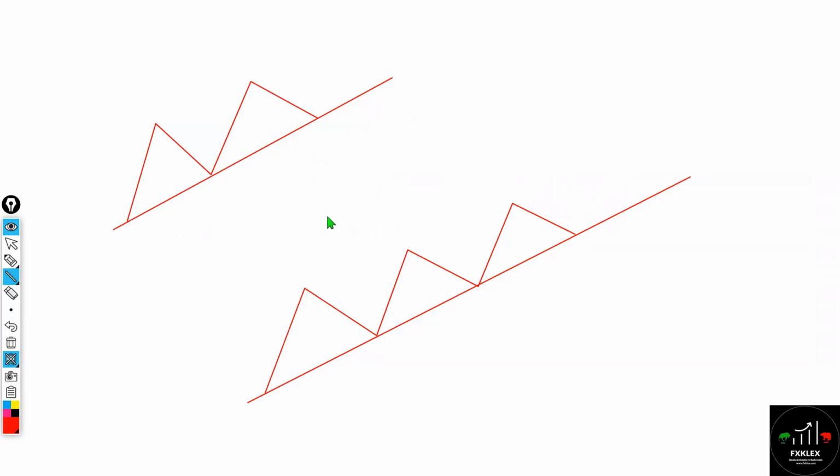Tell me which is the strongest trend line right here. Number two. Okay, good. Why is it the strongest? Because it tested the support more times. Good. So the more price tests your trend line, it shows the trend line is very active, very strong.